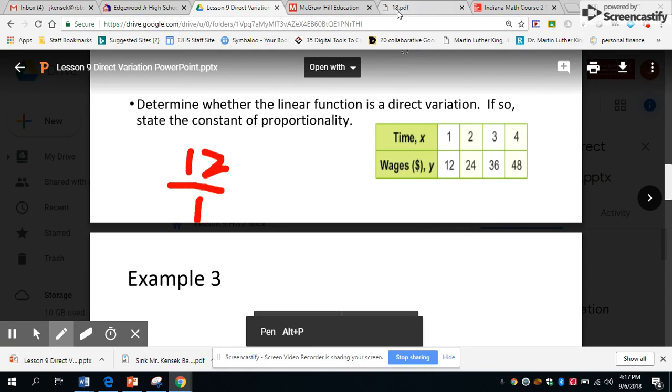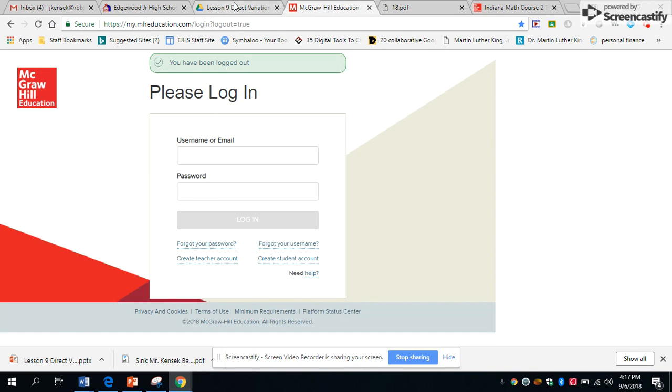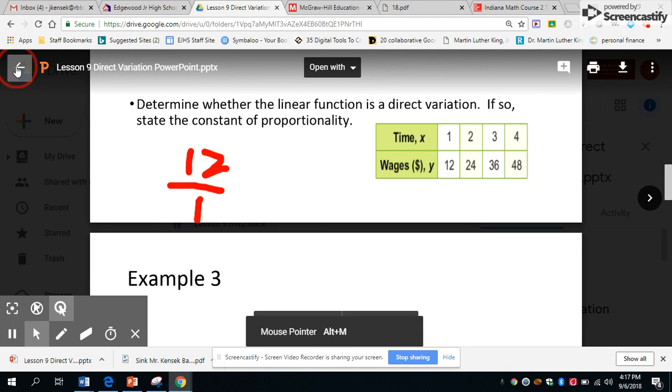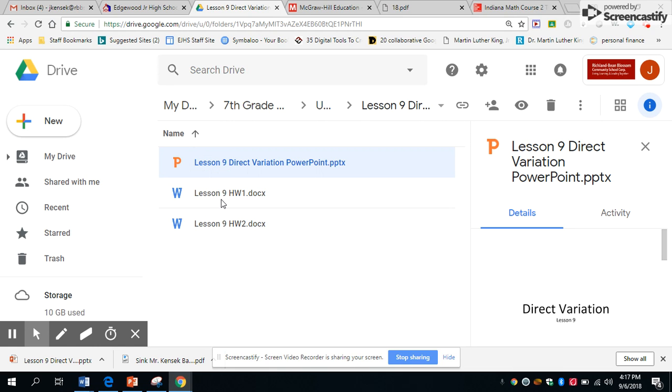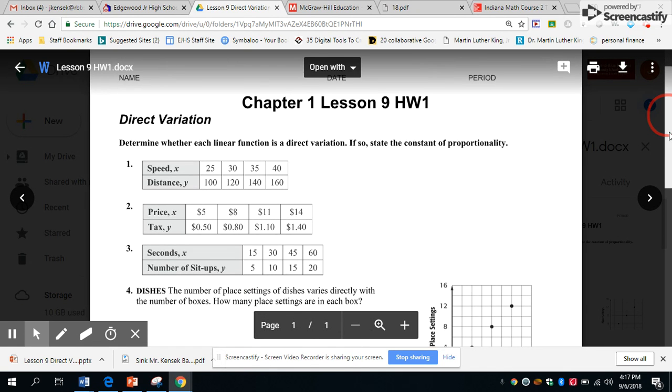So I want to spend a few minutes. I know I haven't gone through all the examples. The notes will be uploaded so you can look at that. But I want to look at the assignment here. Let me get back to this. So here is the assignment.